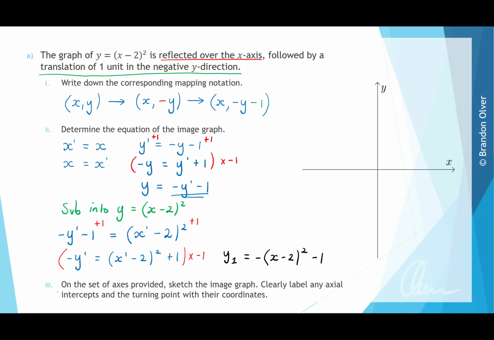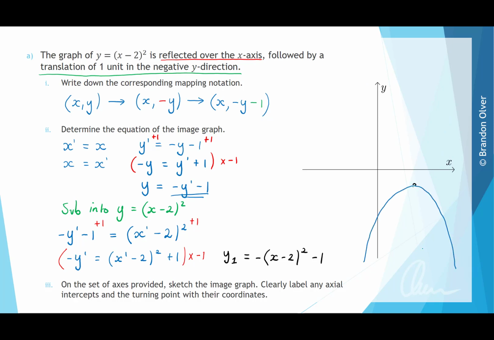For part 3, on the set of axes provided, we want to sketch the image graph, and we need to clearly label any axial intercepts and the turning point with their coordinates. So the graph of y equals (x − 2)² used to be somewhere around here. And then what's happened to that graph is that it's been reflected over the x-axis and then translated 1 unit in the negative y direction. So instead of having this graph, we now have a graph that looks like this.